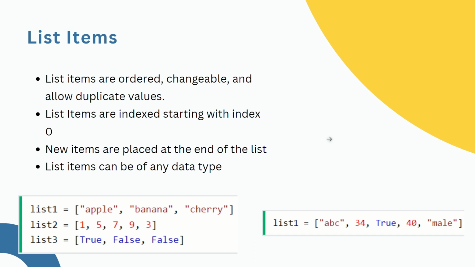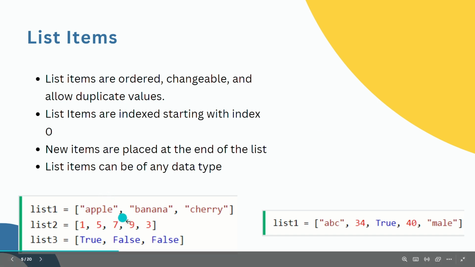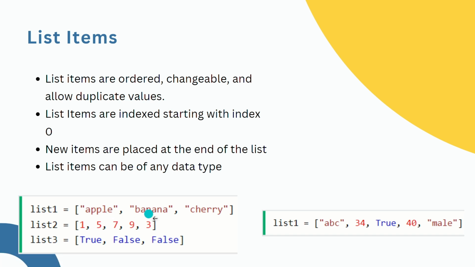Now what are list items? List items are ordered, changeable and allow duplicate values. List items are the ones separated by commas, as I just said, and they are ordered. They can be changed also. That means if you want to change any of these values at the same position, you can change it, and you can also store duplicate values.